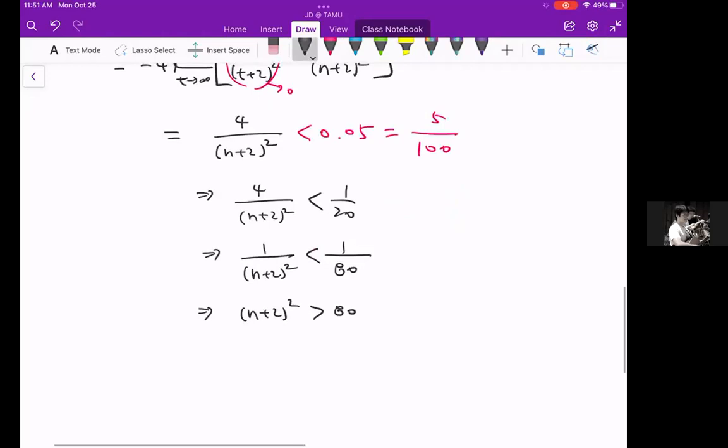So which n+2 is working for this? As you know, 5 squared is 25, which is less than 80, and then 6, 7, 8, 9. There we go. When n+2 equals 9, 9 squared is 81, which is bigger than 80. So I can say the smallest value of n+2 is 9. That means your smallest value of n is 7, because 7 plus 2 is 9. So what does that mean? When n is 7, S_7 is the approximation of your series, whose error is less than 0.05.